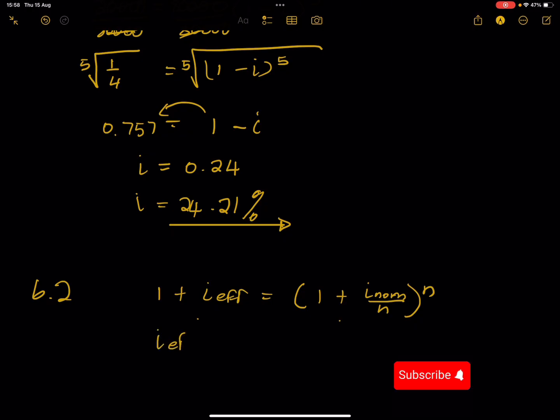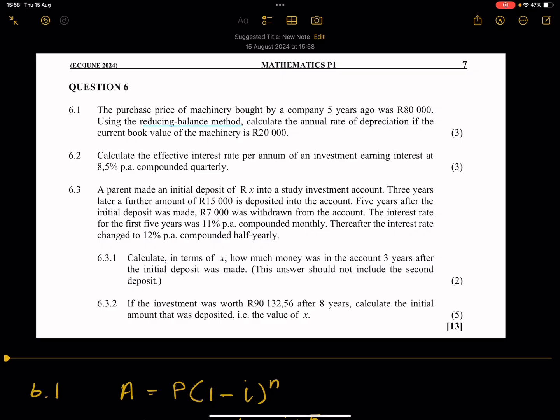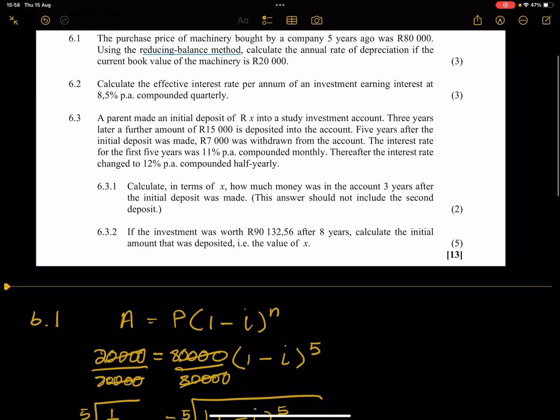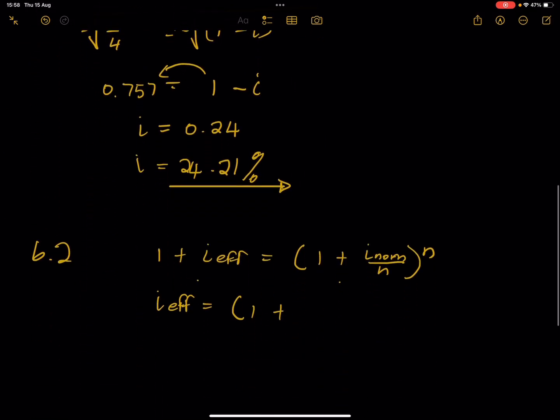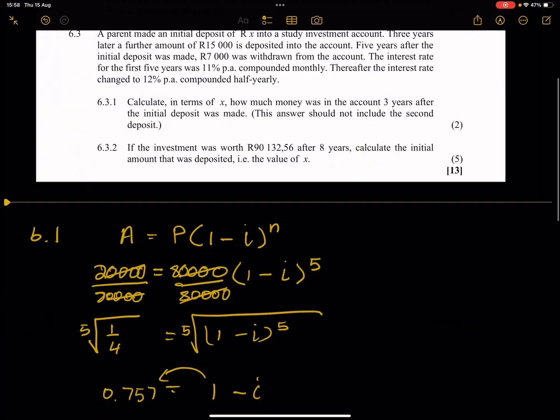So now let's substitute. Our nominal interest rate was 8.5%. Please remember that we're going to express it in this case as a decimal. So that's divided by 100. So that's 0.085 divided by, remember that they said to us it is compounded quarterly. So that means that our n value is equal to 4.